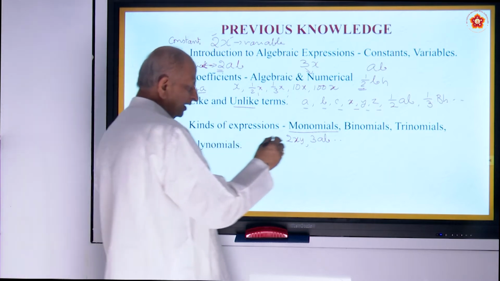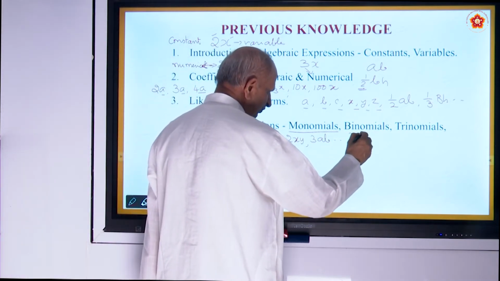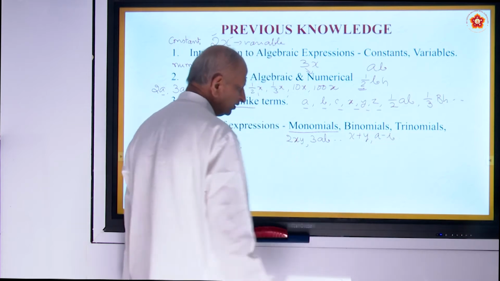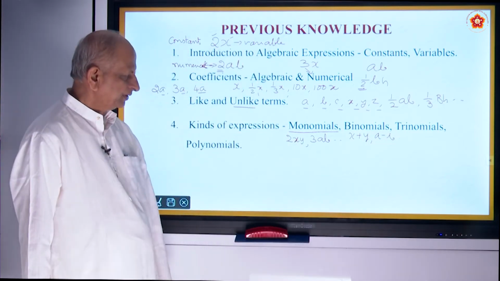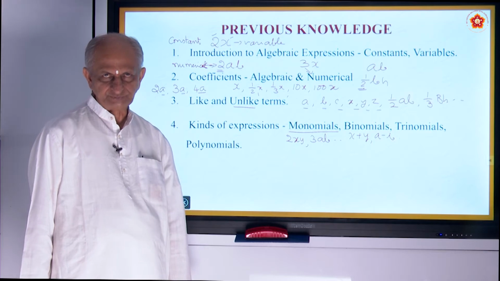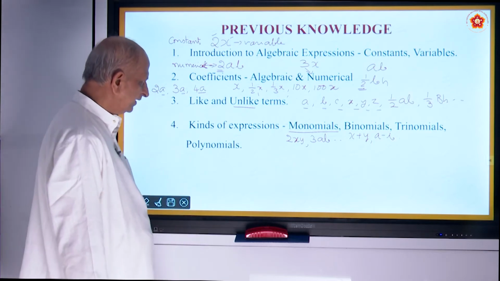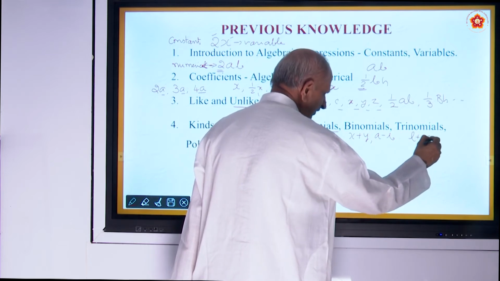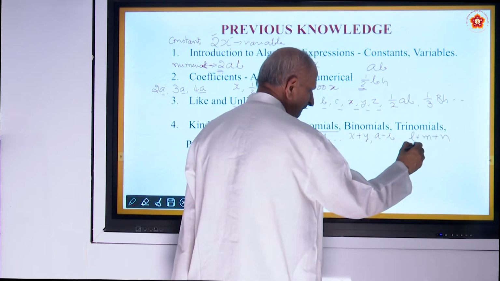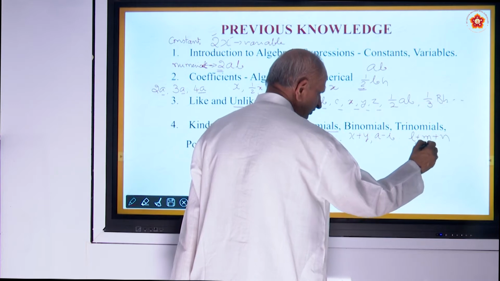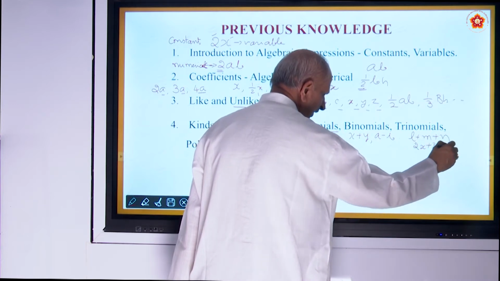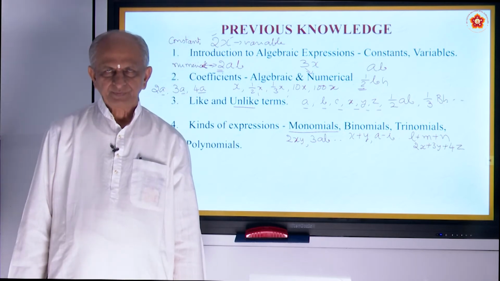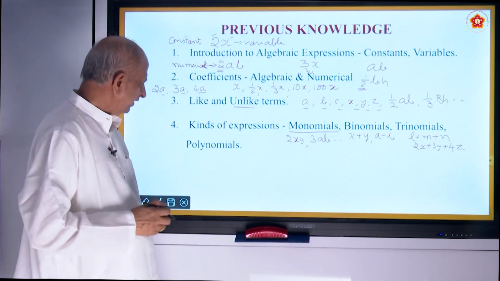And in binomial, we have, say, x plus y, or a minus b, etc. Two terms with an operation, that we call binomials. If there are three terms, what do you call it? We call it trinomial, l plus m plus n, or 2x plus 3y plus 4z, like that. So that is plus or minus in between. And if there are three terms, we call it trinomial.